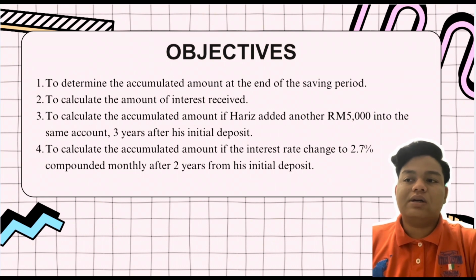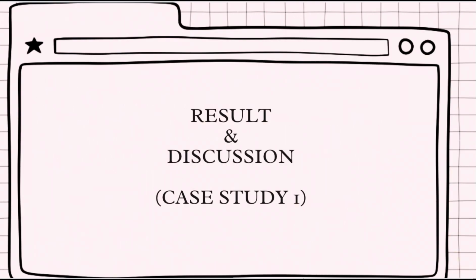First, to determine the accumulated amount at the end of the saving period. Next, to calculate the amount of interest received. And then, to calculate the accumulated amount if Haris added another RM5,000 into the same account 3 years after his initial deposit. Last but not least, to calculate the accumulated amount if the interest rate changed to 2.7%, compounded monthly, after 2 years from his initial deposit.